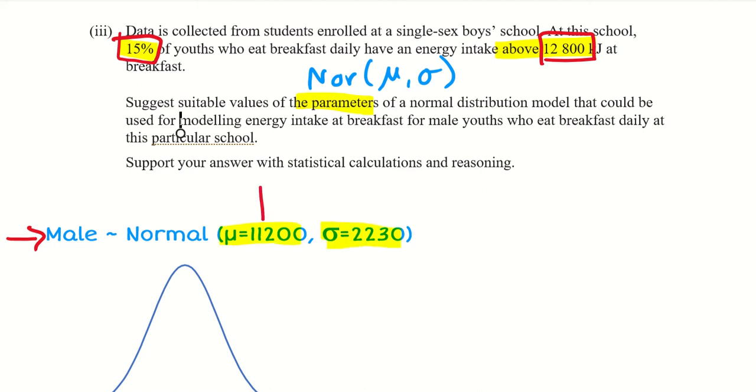And that assumption is either I'm going to assume that the mean is 11,200 kilojoules, or I'm going to assume that the standard deviation is 2,230. I need to assume one of those two things. So there are two possible ways that we could get an answer. I'm going to start by doing the assumption of the mean, and use that mean with the information above to work out what the standard deviation would be for that distribution model.